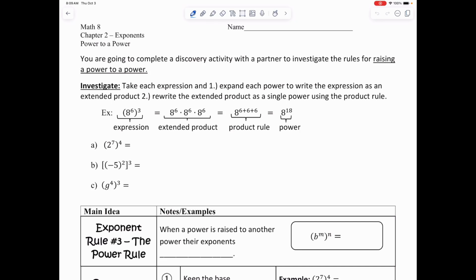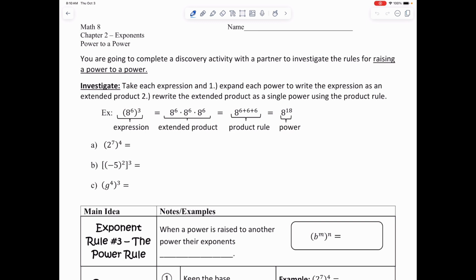Today's lesson is called Power to a Power. You are going to complete a discovery activity with a partner to investigate the rules for raising a power to a power. So this is going to look, again, very similar to what we did in the previous lessons, where we want to come up with the extended product and then use that to figure out what the final power answer will be to see if we can determine the shortcut or rule.